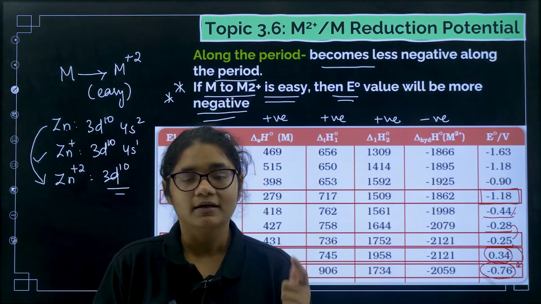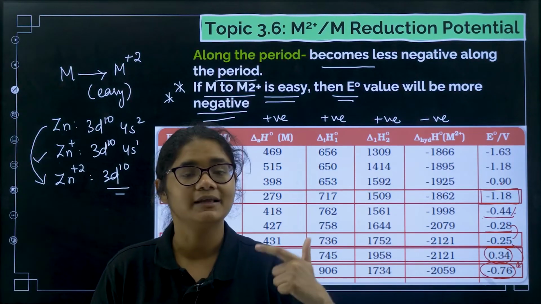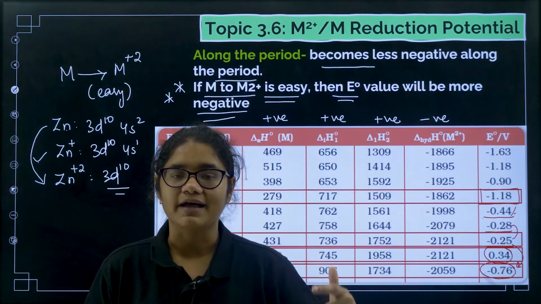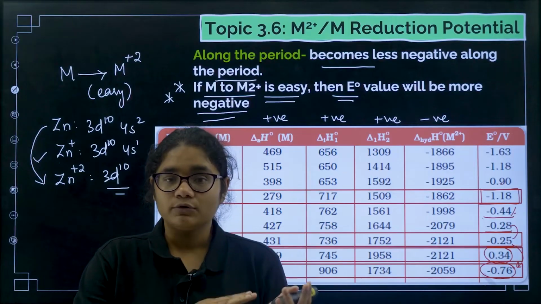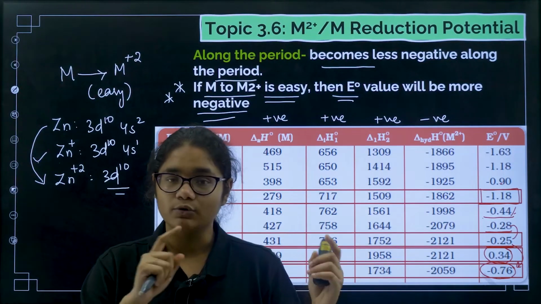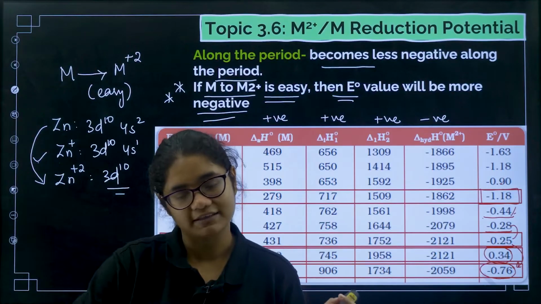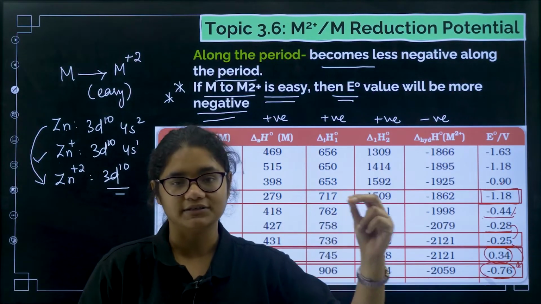Now coming to nickel. For nickel, there is no role of electronic configuration, but the hydration enthalpy is very high. That is why the value is more negative than expected. Now for copper, Cu to Cu2+ conversion is very, very difficult. Because it is difficult, I told you if it is easy, it will be more negative. If it is difficult, it is positive. And this is because of high second ionization enthalpy.